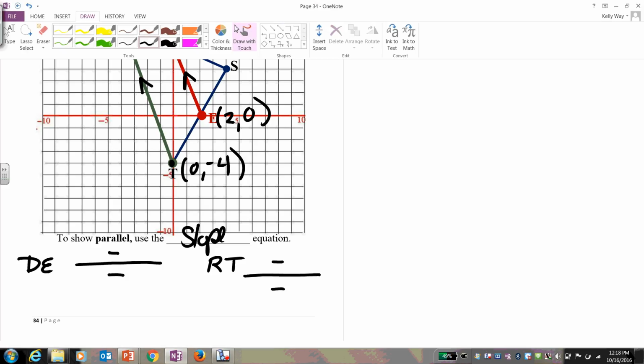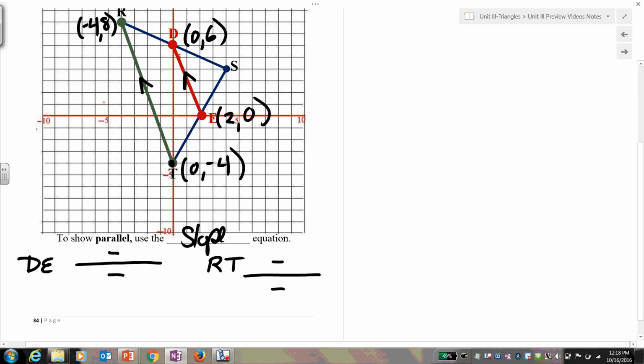I'm going to use one color for each. DE, it's y minus y over x minus x. So I'm going to box my y's. I'm going to go that direction and stay consistent. Circle my x's. Notice I draw an arrow to stay consistent. We're going to check our math here. 6 minus 0, that's 6. That's -2. That goes in there 3 times, -3 over 1 is the slope of DE.